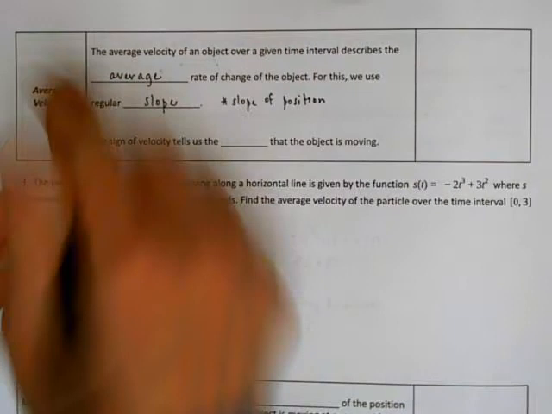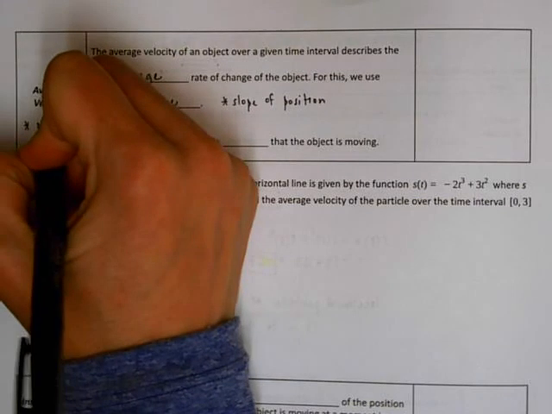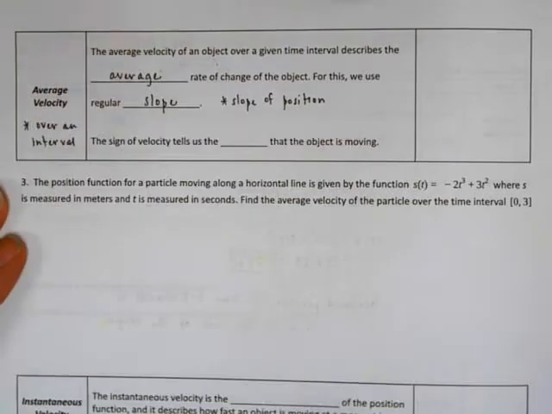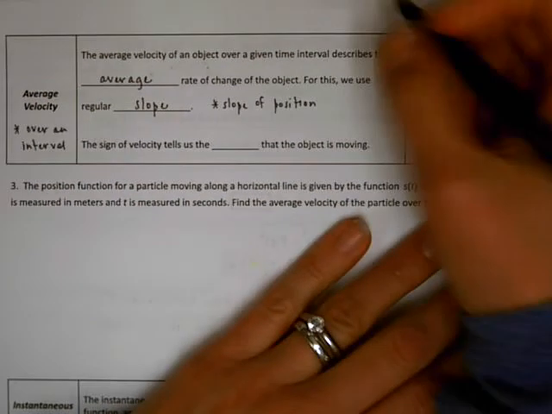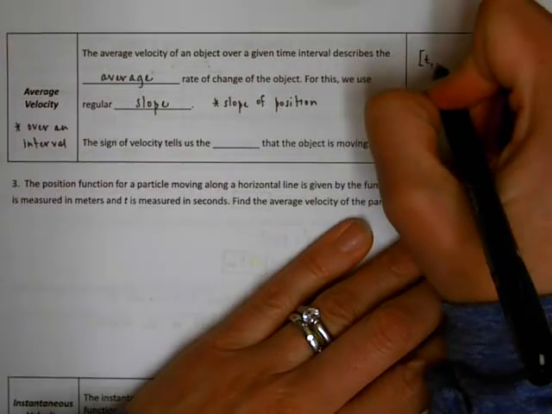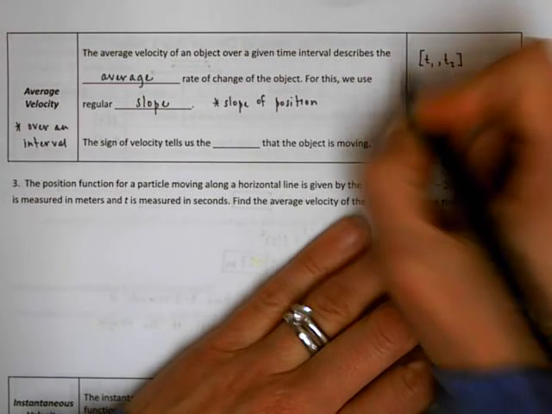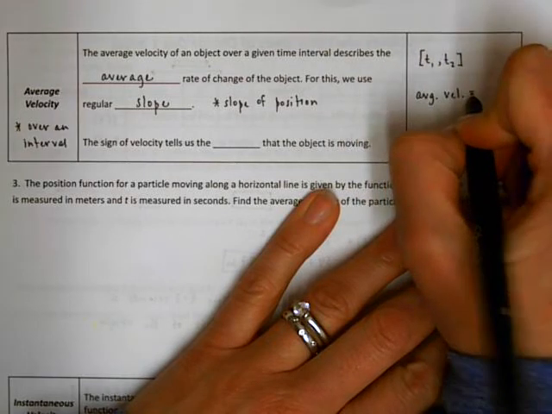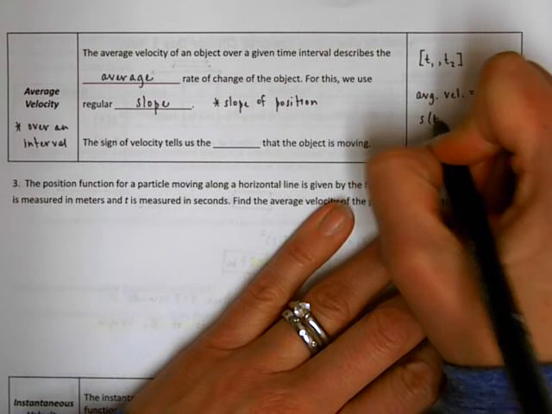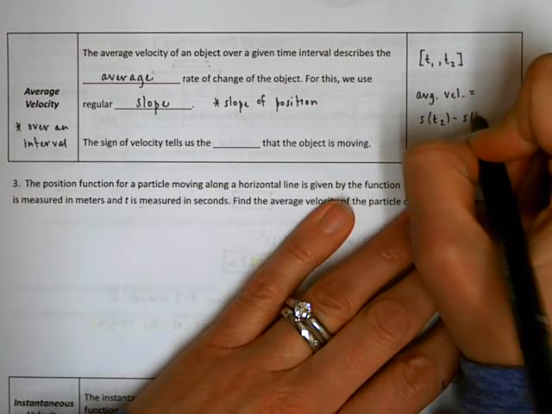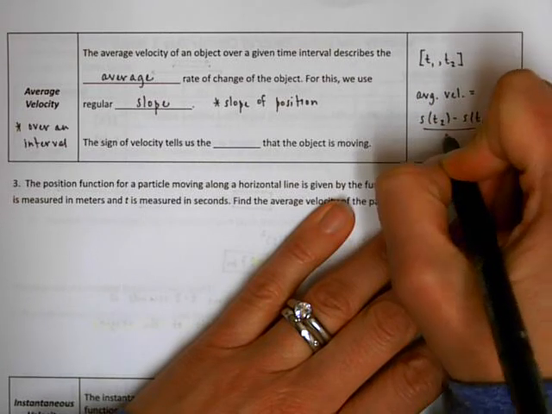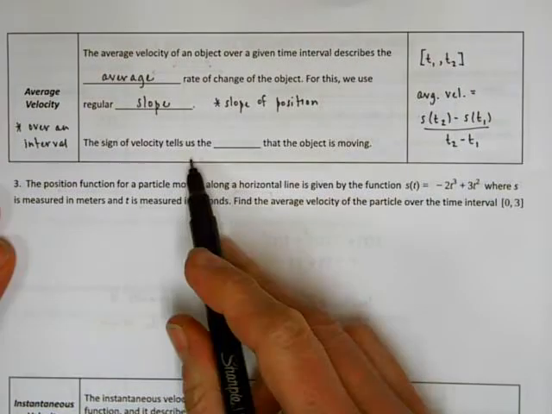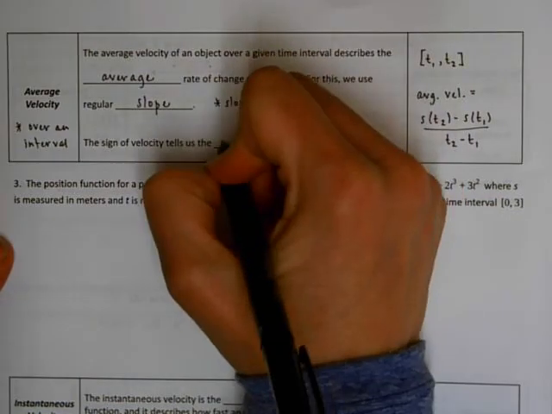In this case, since we want average velocity, it's going to be the slope of position in particular. So again, average velocity always has to be over an interval. So let's again call that interval just from time 1 to time 2. Then our average velocity is just equal to the position at time 2 minus the position at time 1 over time 2 minus time 1. And the sign of the velocity is going to tell us the direction that the object is moving.